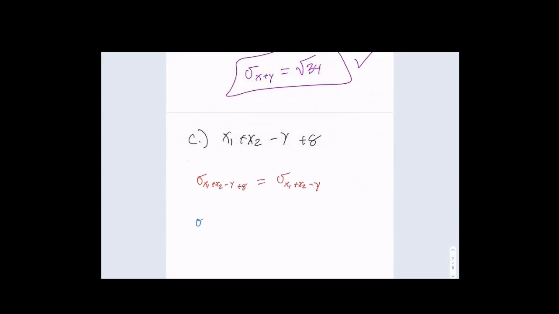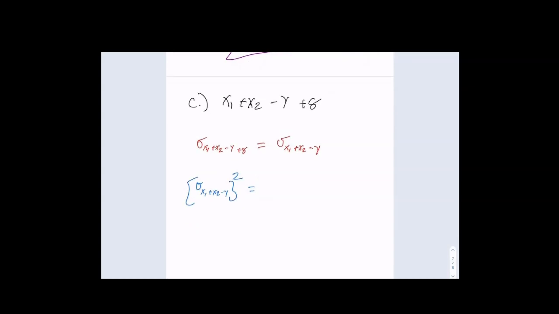Now I got the standard deviation of x1 plus x2 minus y squared. I'm going to square it. The Pythagorean theorem is equal to what? I take each piece and I square them and I add them together. So what do I get?